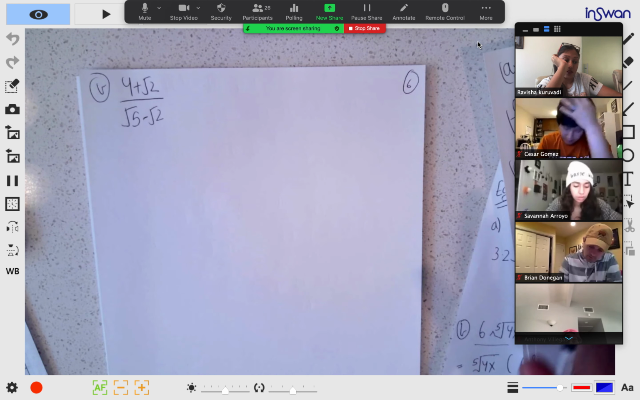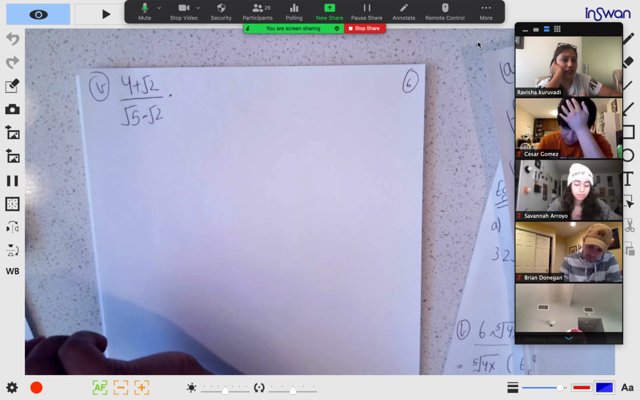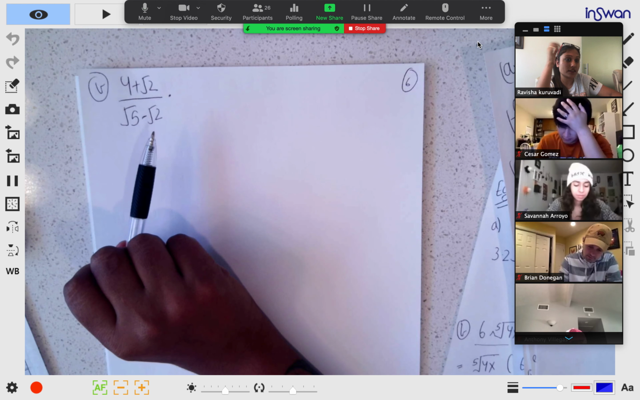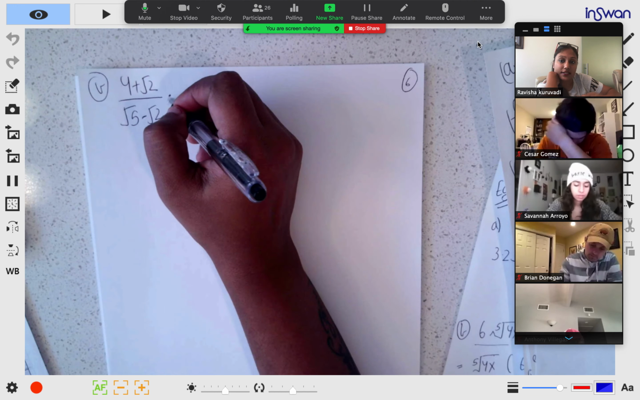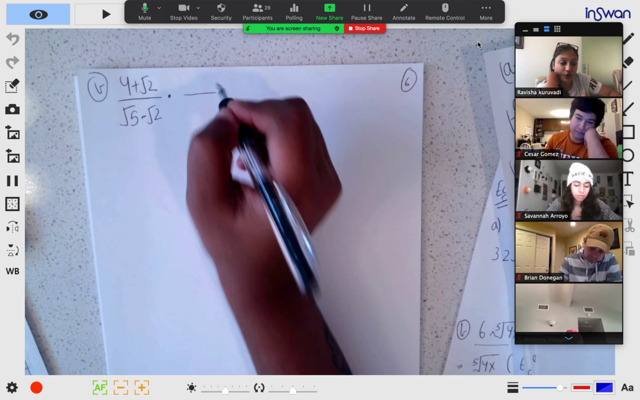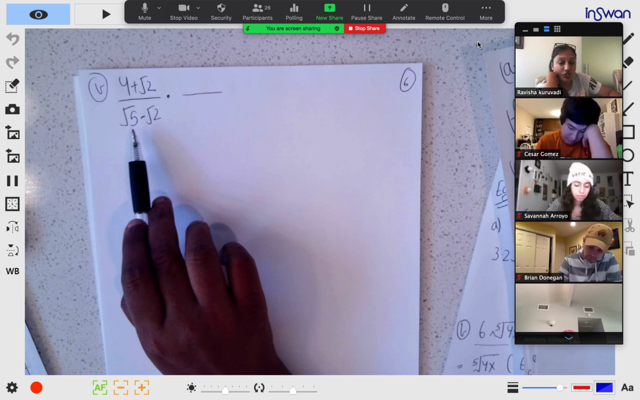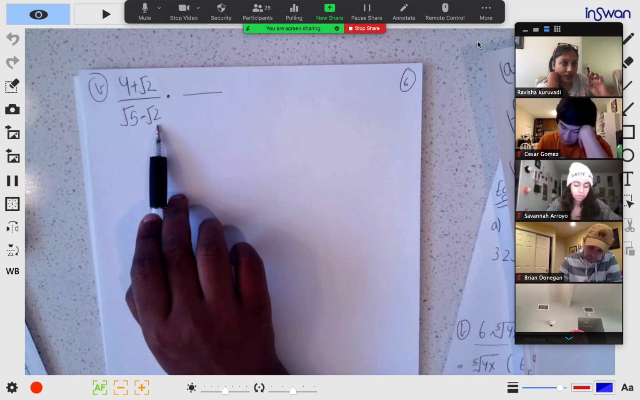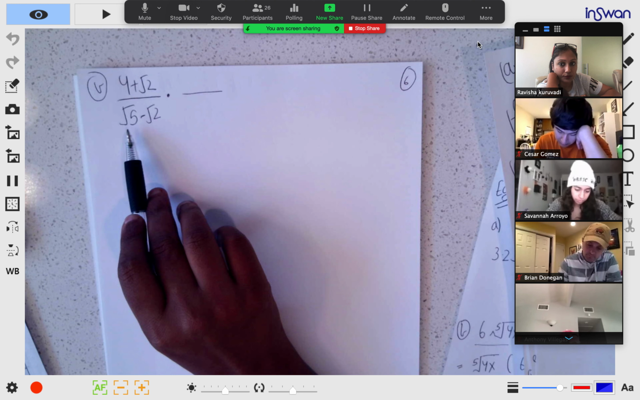Okay. So you're going to help me. Do you know how to use the FOIL method? Yes. Okay. How you rationalize is, in the denominator you have square root of 5 minus square root of 2. Change the sign of one term and keep the other term as it is. Which term do you want to change the sign of, root 5 or root 2?